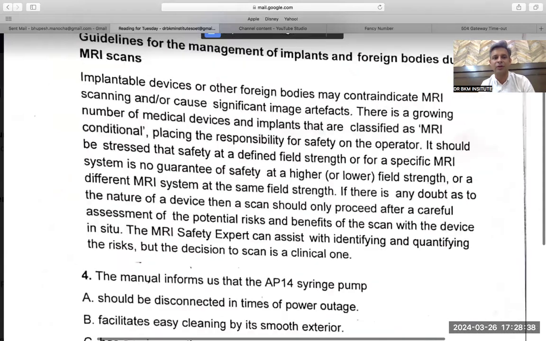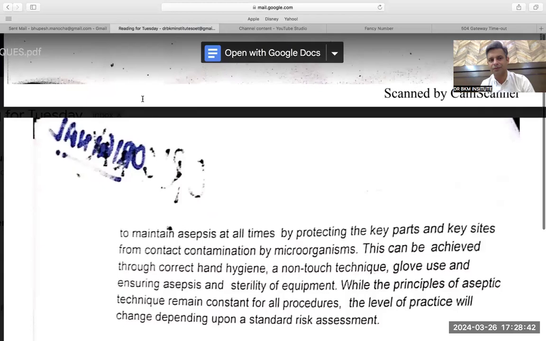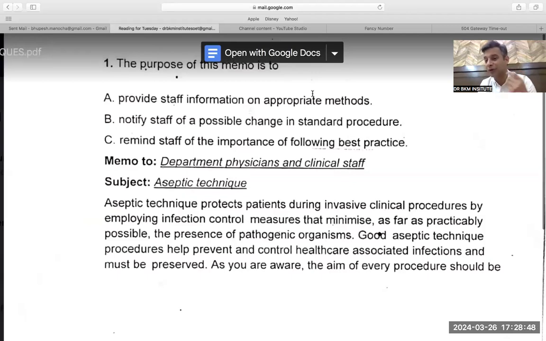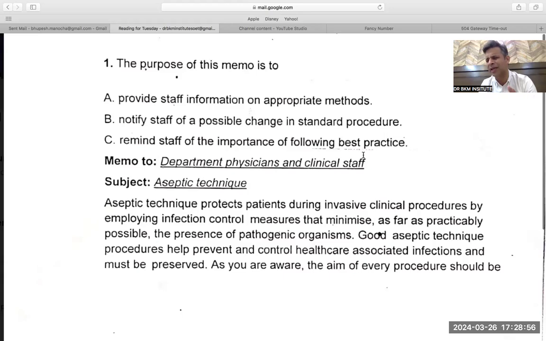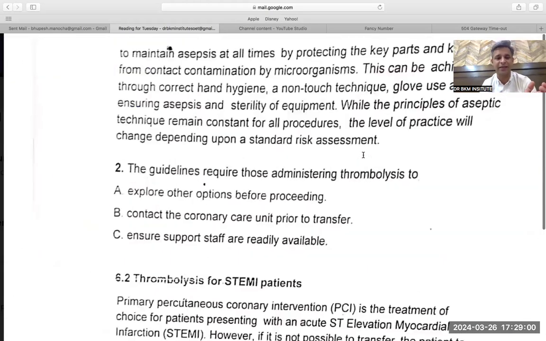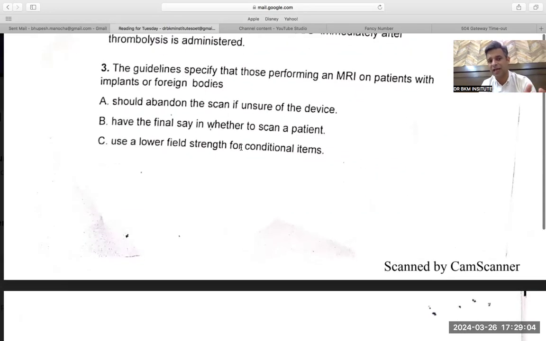So now you can tell me question number 1 and 3. Question number 1, what is the answer? C, sir. C. And we did C as well. All right. So appropriate methods were not given, that is, how to do the aseptic technique. Appropriate methods means they would have talked about autoclave, something like that, but nothing was given. So C seems fine.